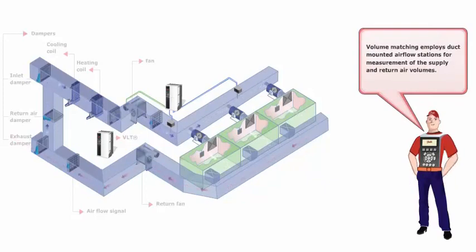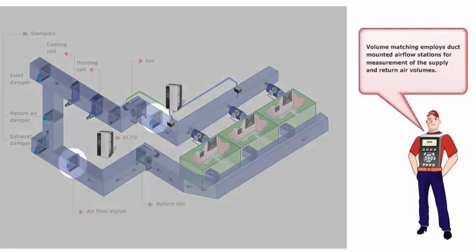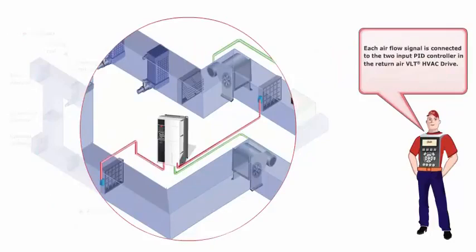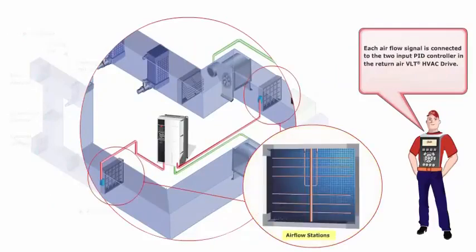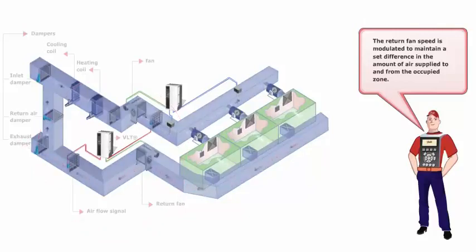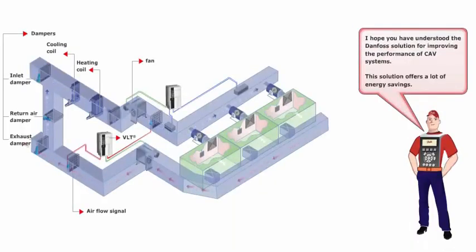Volume matching employs duct-mounted airflow stations for measurement of the supply and return air volumes. Each airflow signal is connected to the two-input PID controller in the return air VLT/HVAC drive. The return fan speed is modulated to maintain a set difference in the amount of air supplied to and from the occupied zone. I hope you have understood the Danfoss solution for improving the performance of constant air volume systems. This solution offers a lot of energy savings.